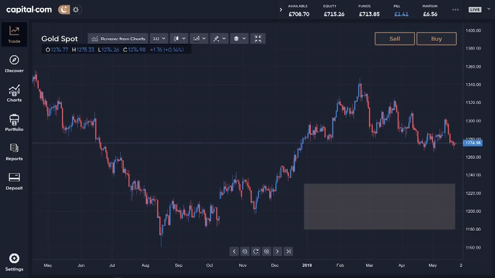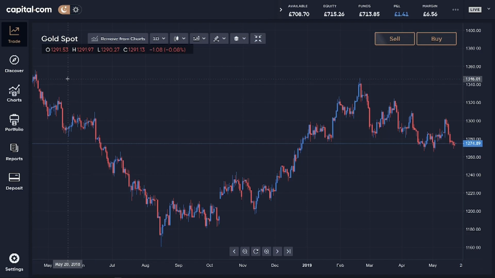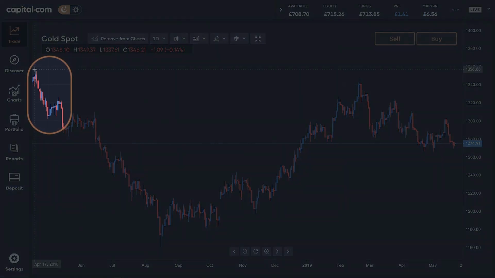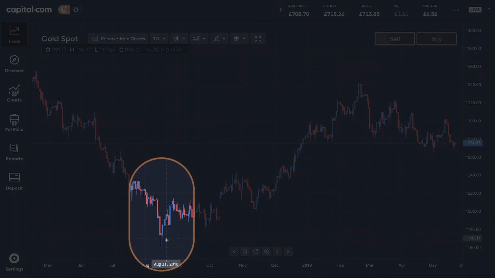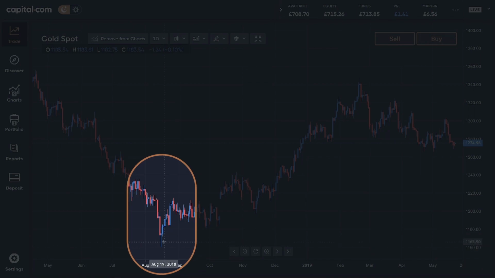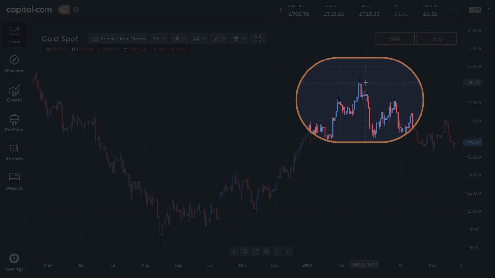And here's a quick look at the sort of volatility you can see in gold. This is why it's popular for traders. This is over the last 12 months or so. So it's traded as high as $1,350 an ounce. That's what the value of an ounce of gold was back in April 2018. Then it slipped as low as $1,160 an ounce by August 2018, then bounces back, trades to where we are now.